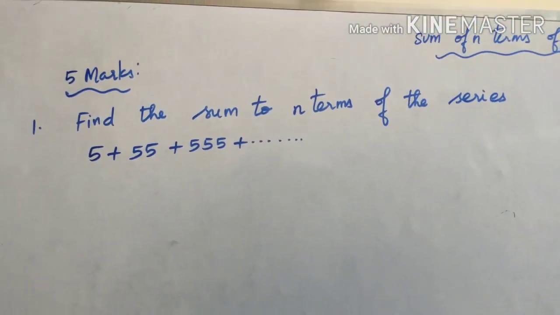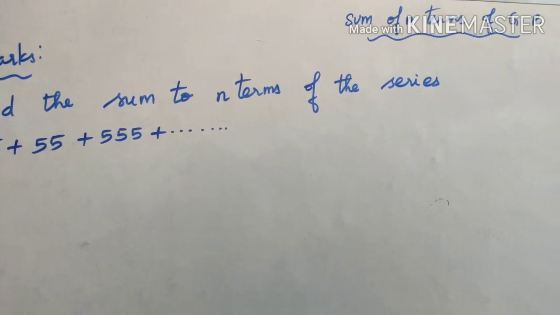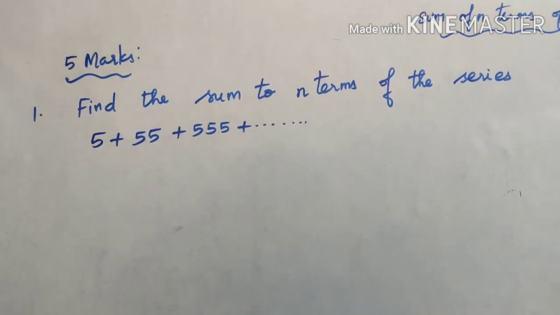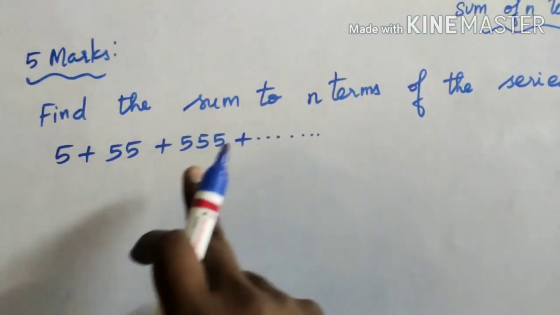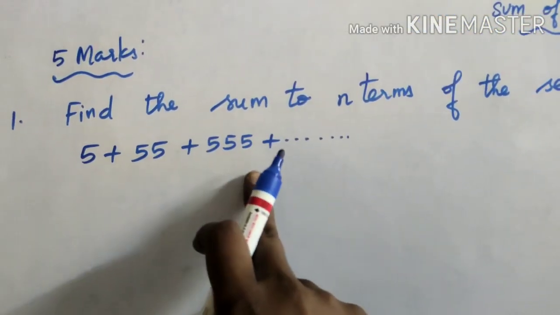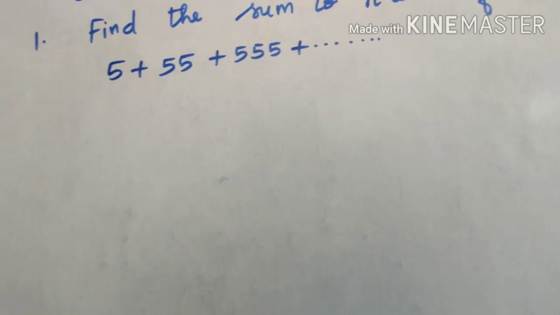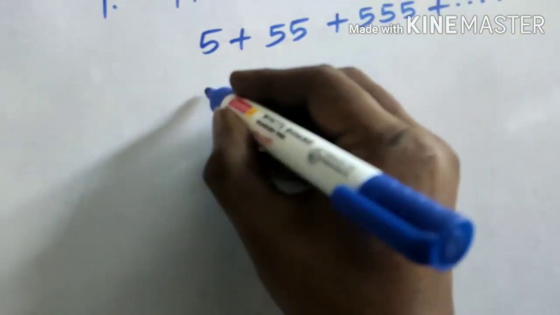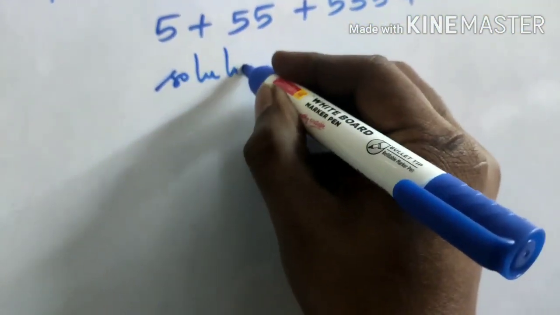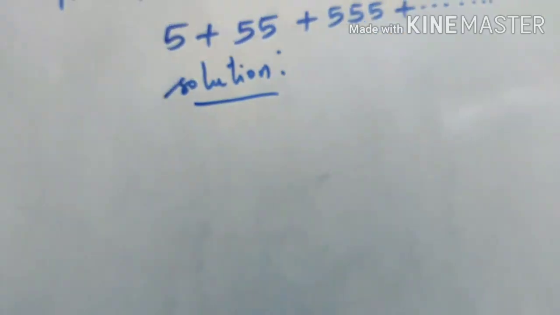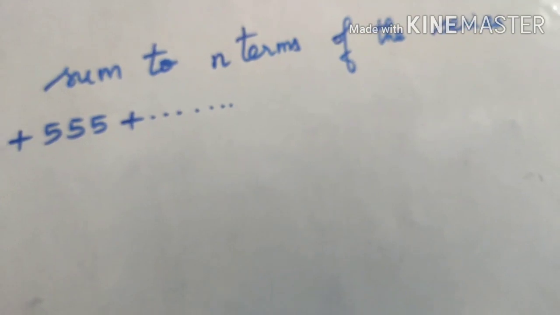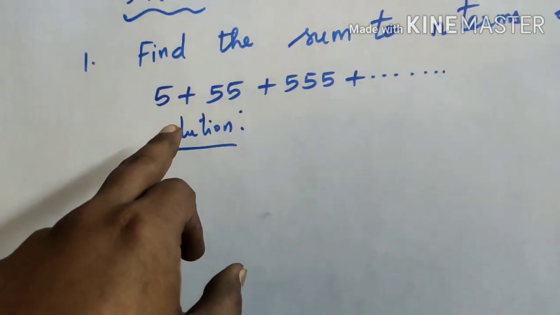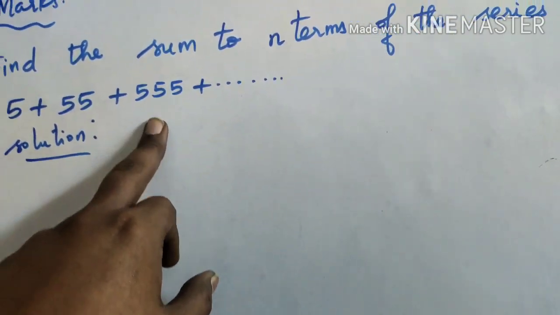And next we are going to see 5 marks based on the sum of n terms of GP. So here, find the sum to n terms of the series 5 plus 55 plus 555. Okay, see here. First, the given series, this is series. They have given this as series. They didn't give this as GP because it is not a GP.